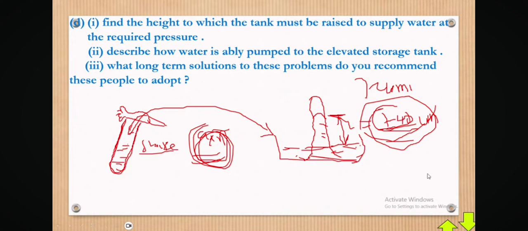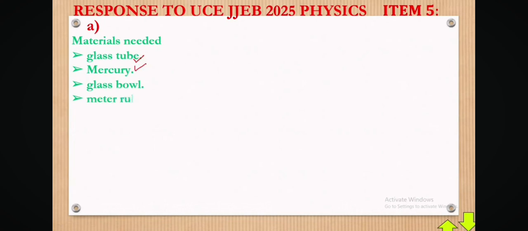Let's look at that in detail right here. We have a diagram here. I've tried to improvise one which will work for us. Let's get started. The materials needed: we need a glass tube, mercury, a bowl, and a meter rule.